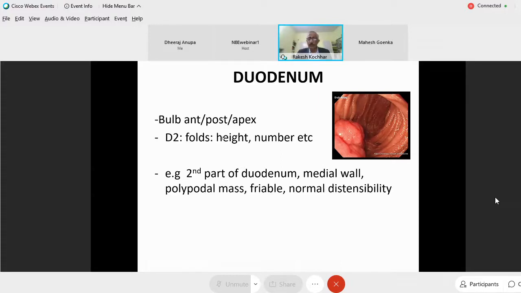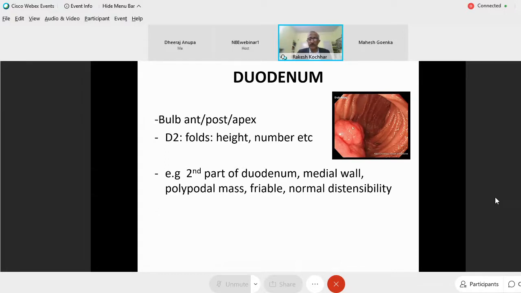Again, very important for duodenal bulb lesions, you describe the normal capacity or the distensibility of the duodenal bulb. So in a patient with chronic duodenal ulcer, the bulb is shortened or deformed with pseudodiverticula and is not normal looking. So you have to identify what a normal bulb looks like. Then in the second part of the duodenum, you look at the duodenal folds, the number and the height, and then the lesion if there is any.